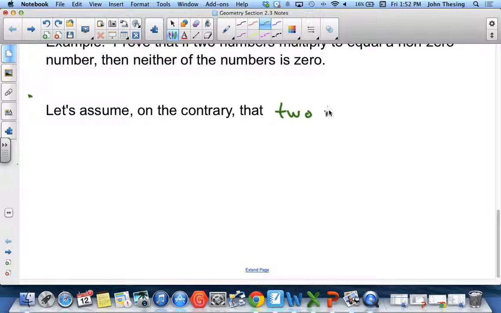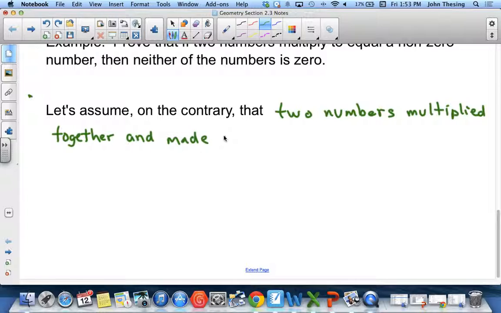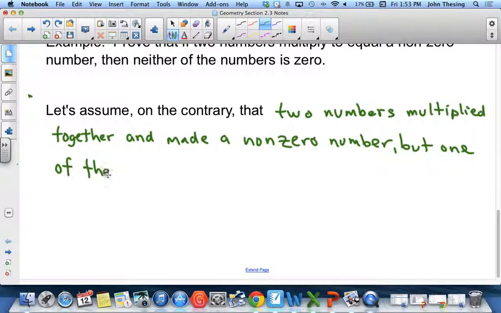two numbers multiplied together made a non-zero number, but one of them was 0.